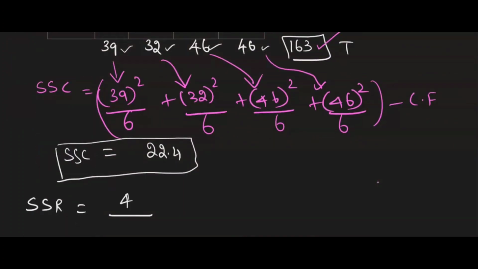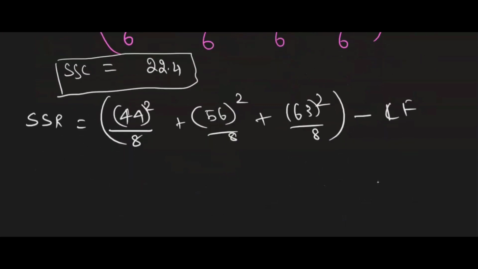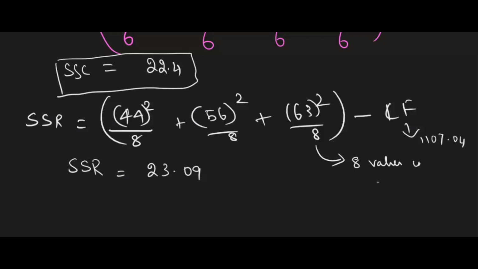So it is 44 the whole square by 8 plus 56 the whole square by 8 plus 63 the whole square by 8, all these things minus your correction factor. So what is your correction factor? Just now you have calculated 1107.04. So your SSR is nothing but 23.09. So please be careful with this. 8 values are given in each row. That is why I am dividing it by 8.